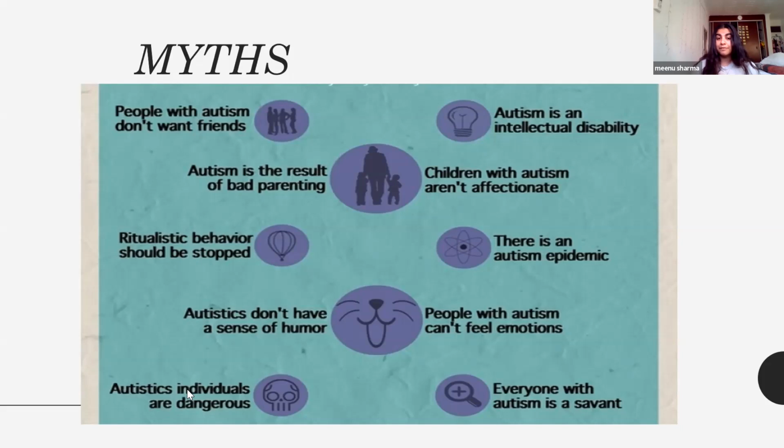People with autism don't want friends. People with autism do want friends, but they have difficulty in maintaining and forming relationships, as stated earlier under challenges. Autism is a result of bad parenting. Autism is not a result of bad parenting, but in fact genetic factors.